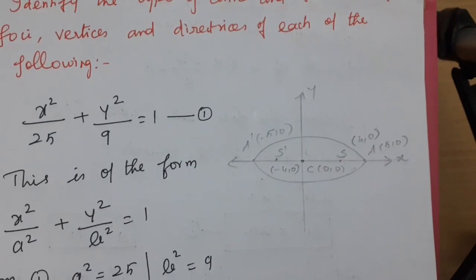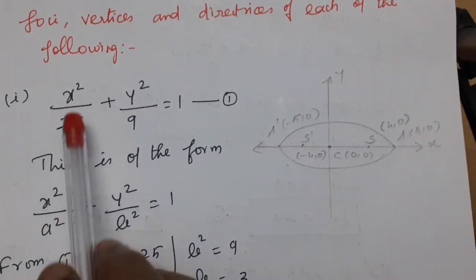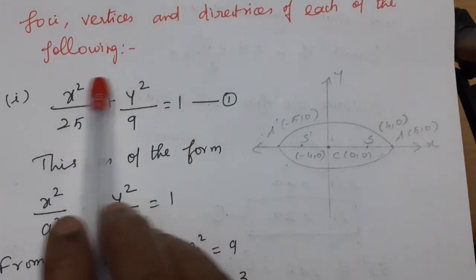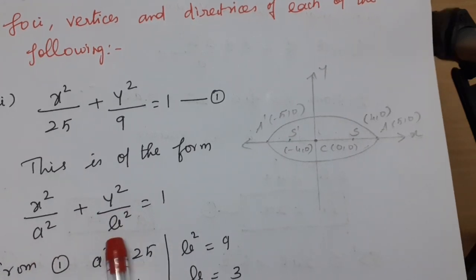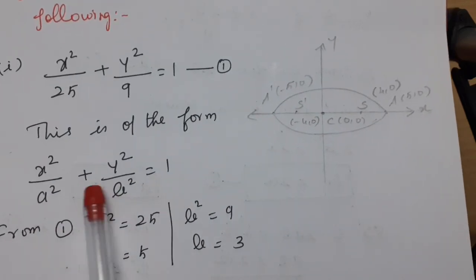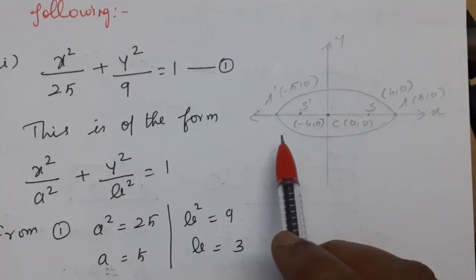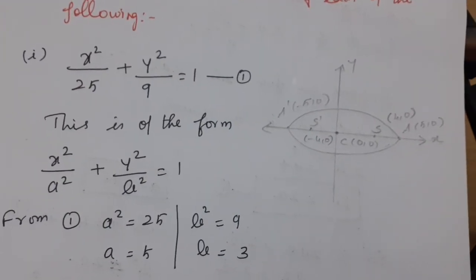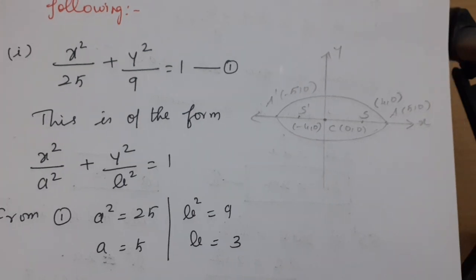What is the first subdivision? What is the question? x square by 25 plus y square by 9 equal to 1. This is of the form x square by a square plus y square by b square equal to 1. This is the equation of the ellipse. Therefore, identifying the type of conic, the type of conic is an ellipse.